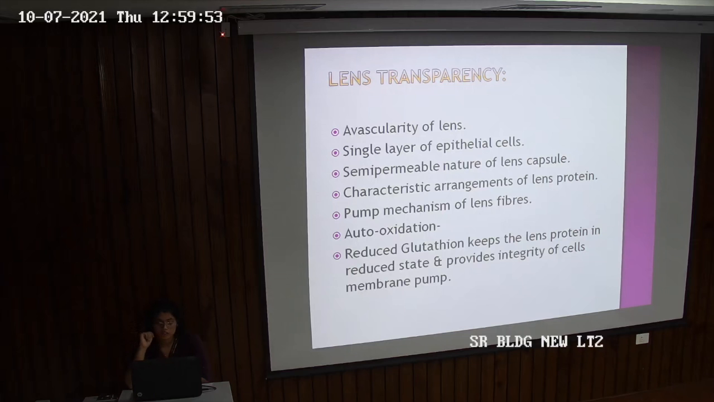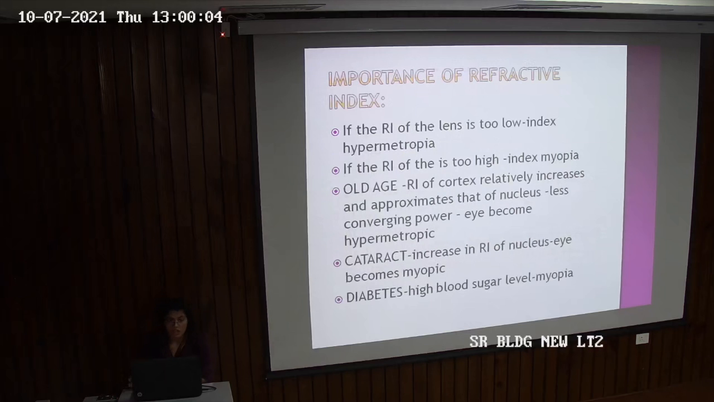It's very important. The lens protein in the reduced state helps to maintain its clarity, or its transparency, and provides the integrity of the cell membrane pump. Now, the importance of refractive index again.